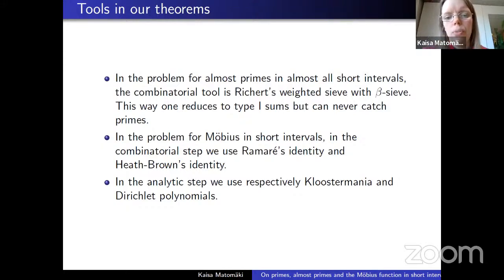And on the other hand, for this problem on the Möbius function in short intervals, we did exactly what I described before. We turned the problem into a problem on Dirichlet polynomials, and then we used known large values and mean value theorems for Dirichlet polynomials in order to deal with the type 1 and type 2 sums, and actually also type 1/2 sums coming from the Heath-Brown identity.